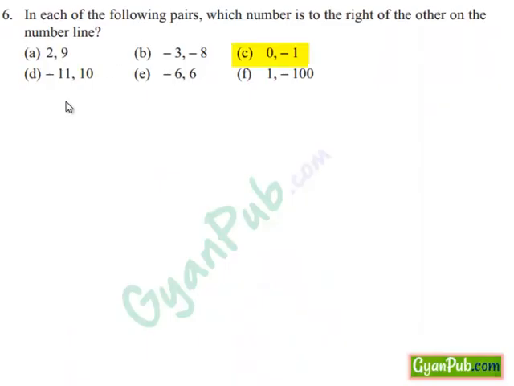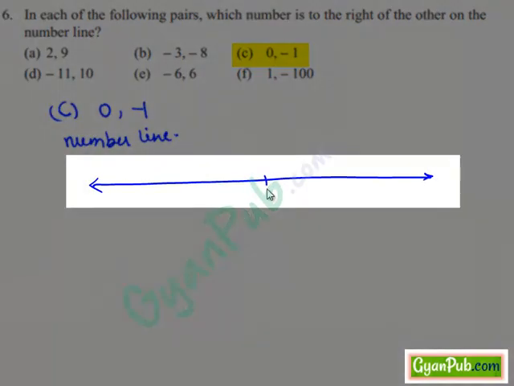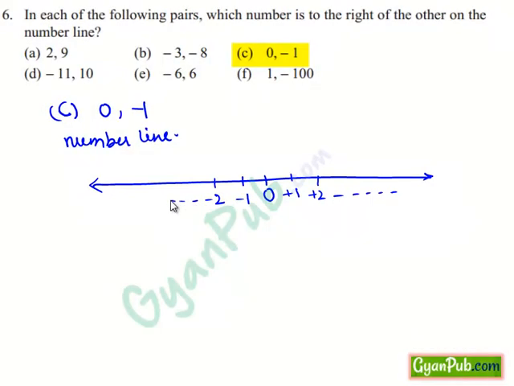Take down the C bit, 0 and minus 1. To know whether 0 is to the right side of minus 1 or minus 1 is to the right side of 0, we will use a number line. On this number line, 0 is the middle value. Right side of 0 are plus 1, plus 2 and so on. Left side of 0 are minus 1, minus 2 and so on.